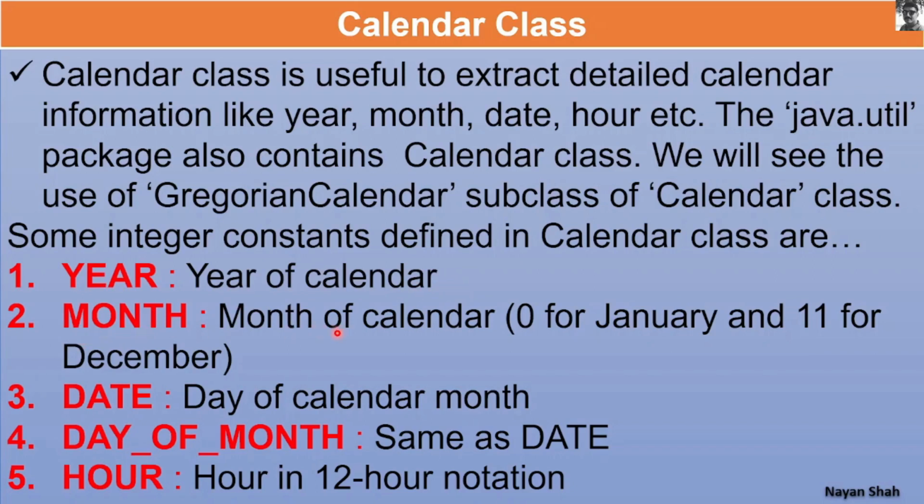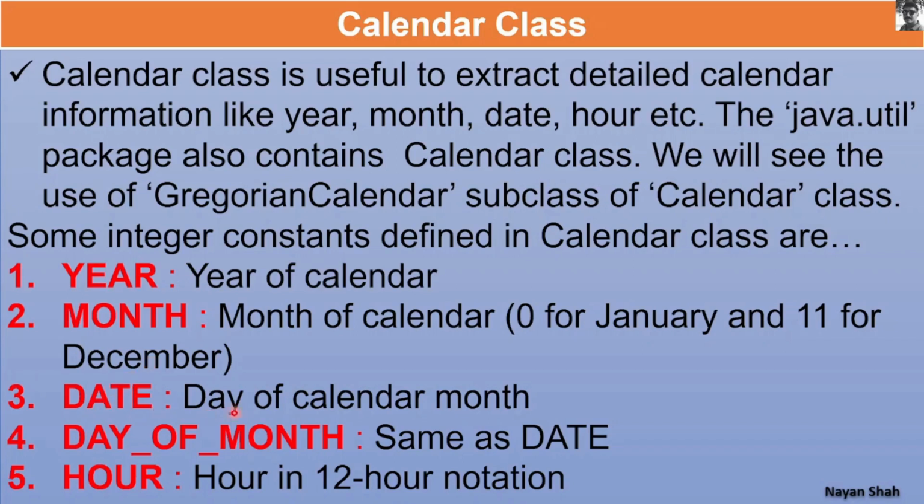MONTH gives you the month of the calendar, but in their month of calendar, 0 is for January and 11 is for December. Now what kind of question the board can ask in this is, they might give you a date. They might ask, if today's date is 23rd March 2022, then what will be the value of the month constant? So it would be 2, because March is month number 2. 0 is for January, 1 is for February, and 2 is for March.